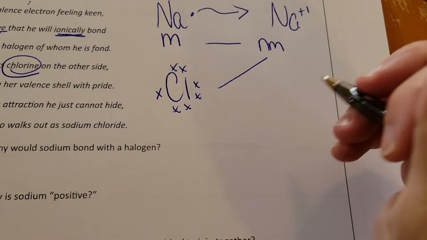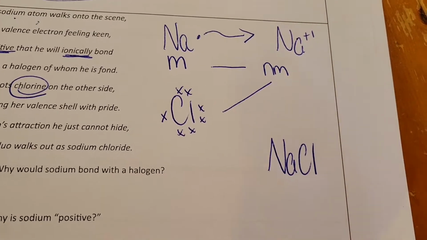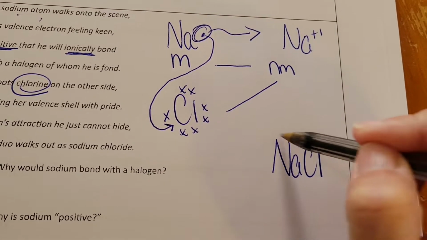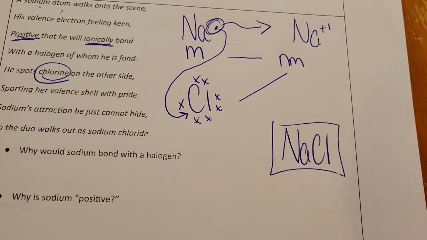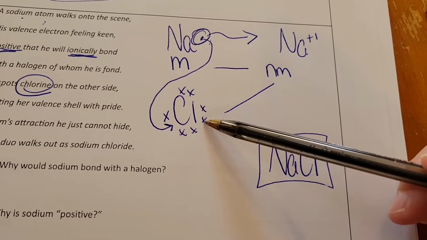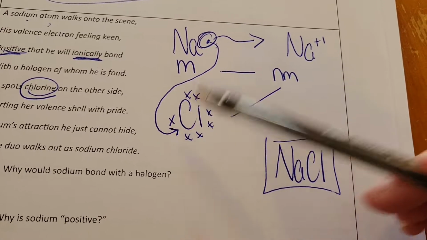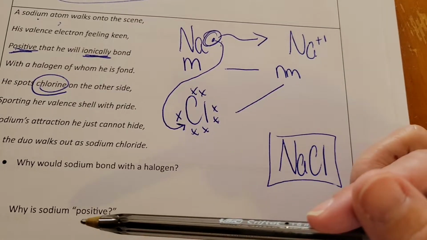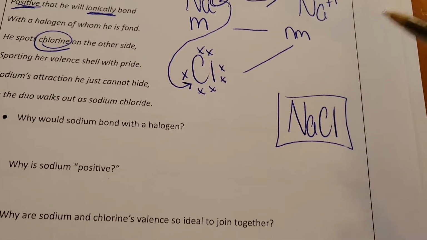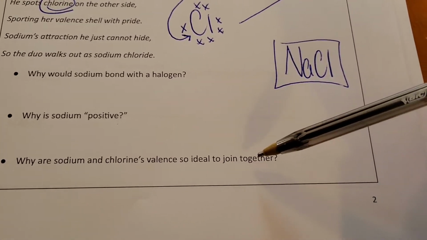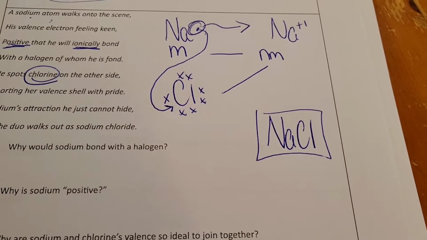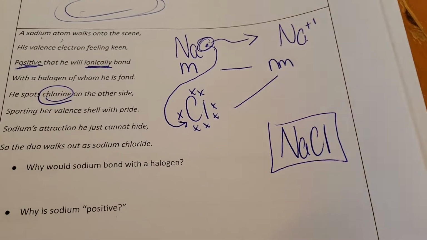So the duo walks out as sodium chloride, because the sodium would give its one valence electron to the chlorine. So then we'd have sodium chloride. So why would sodium want to bond with a halogen? It has one valence electron, and the halogens all have 7, so it would very easily be able to give its one electron. Why is sodium positive? We talked about it's going to be giving its one electron away, so it becomes positive. And why are sodium and chlorine's valence so ideal to join together? Sodium has one to give away, chlorine needs one, so they match up perfectly. So that was some of the things I was hoping for you to think about.